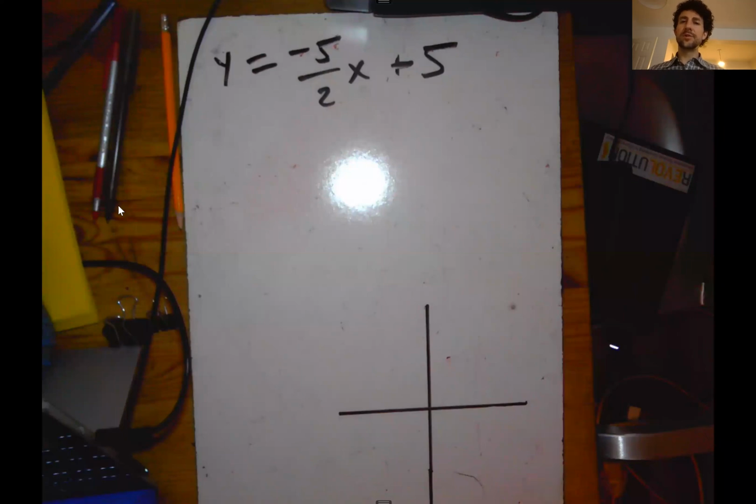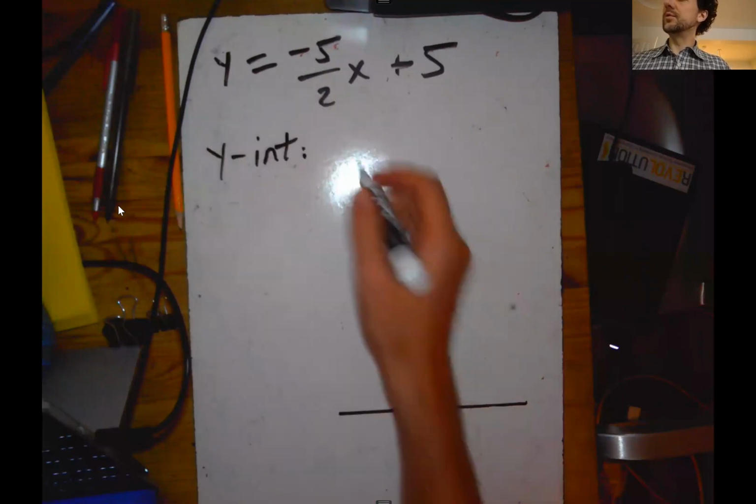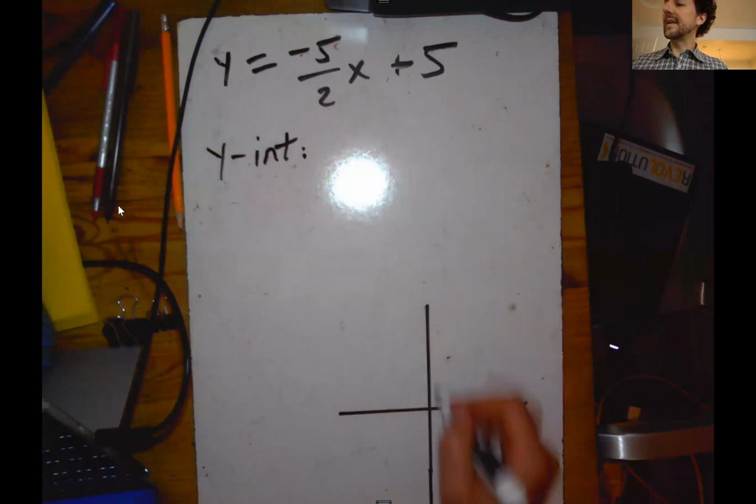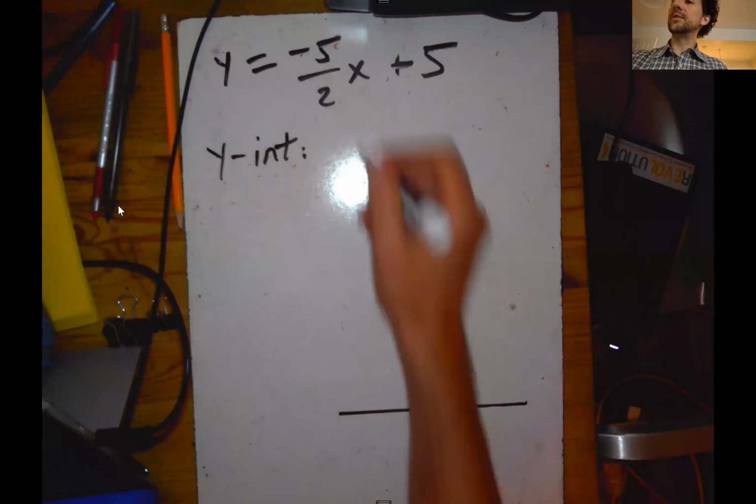The first thing that we'll do is figure out what the y-intercept will be. So that means that we're going to find the point where the line hits the y-axis. And we know that on the y-axis, x equals 0. So what we're going to do is substitute 0 for x.